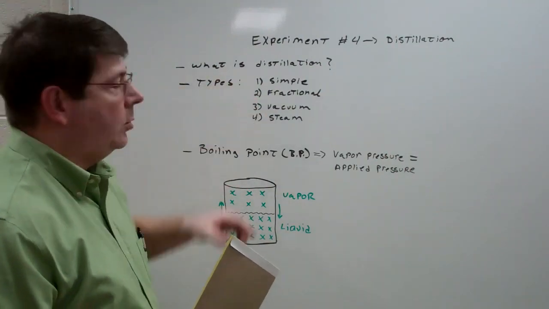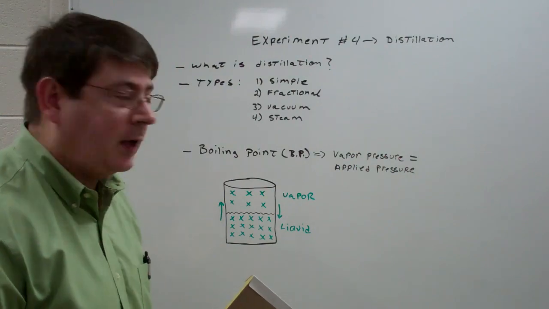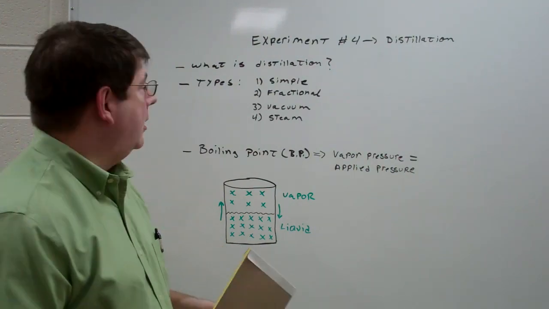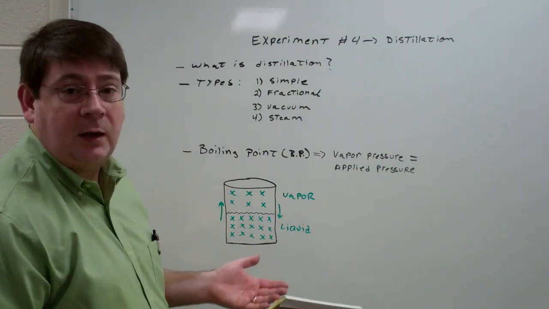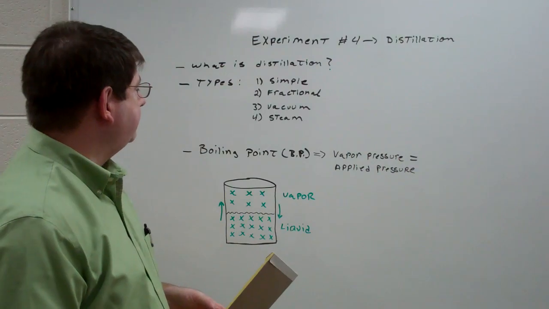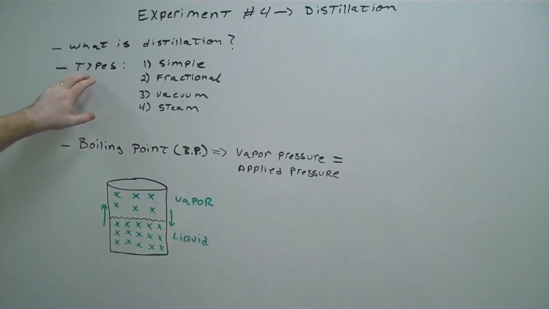Many of you are familiar with distillation from nothing else other than the movies, where you've seen moonshiners distilling their corn mash, purifying the alcohol in a still. And we're going to be using a microscale still in this experiment to purify a binary mixture. There are four types of distillation. The first two are the two types of distillation that we're going to be dealing with in this laboratory.